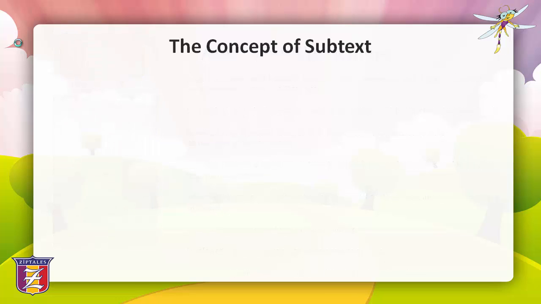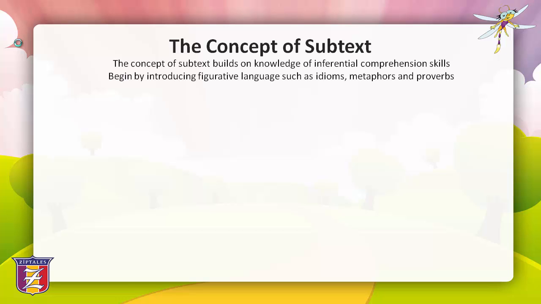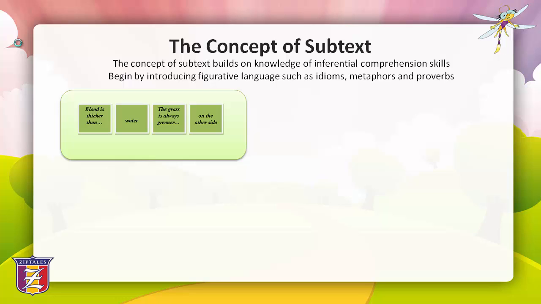Let's look at how we can introduce the concept of subtext. The concept of subtext can be a difficult one for students to grasp. Hopefully, they've already had lots of practice developing inferential comprehension skills such as finding the main idea in a text, so that gaining meaning from text by looking at what's not explicitly stated is a relatively familiar one. An effective way of introducing a unit on subtext is to study different types of figurative language, such as idioms, metaphors, and proverbs. They are loaded with subtext and provide a springboard in assisting students to identify the hidden meaning beyond the literal interpretation of the words.